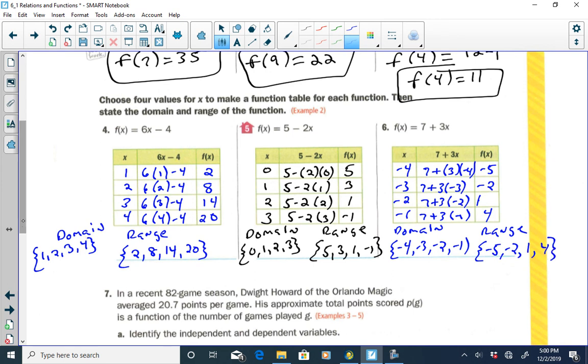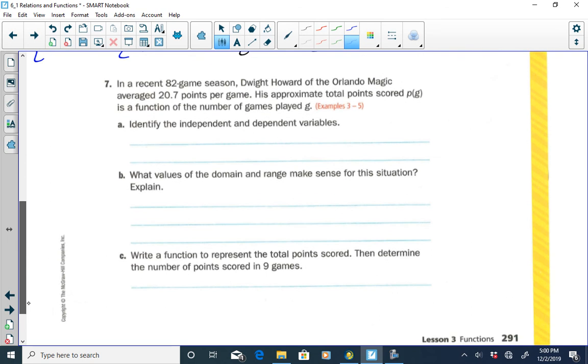All right? And the last problem we're going to do: in a recent 82-game season, Dwight Howard of the Orlando Magic averaged 20.7 points per game. His approximate total points scored, P of G, that's the way we'd read that, is a function of the number of games he played. So if he played one game, averaging 20.7 points, that'd be 20.7 points for one game. 2 games, 20.7 times 2. 3 games, 20.7 times 3, and so on.